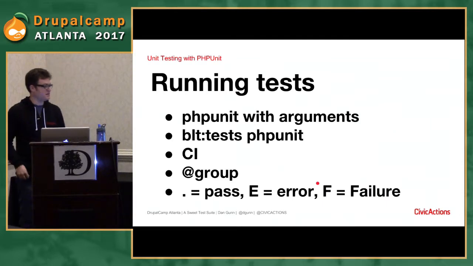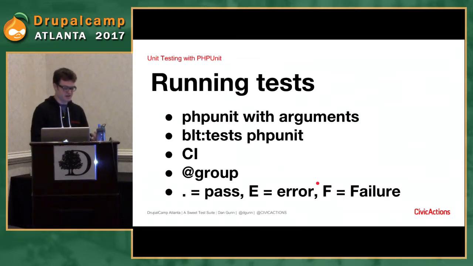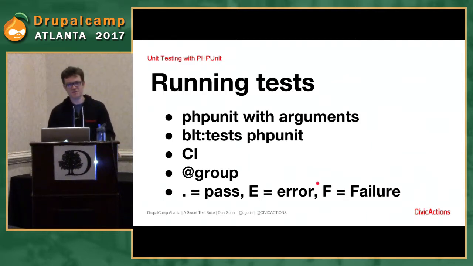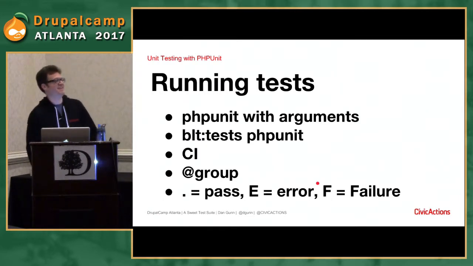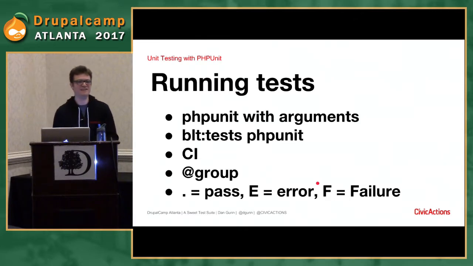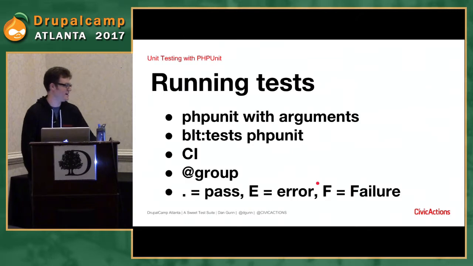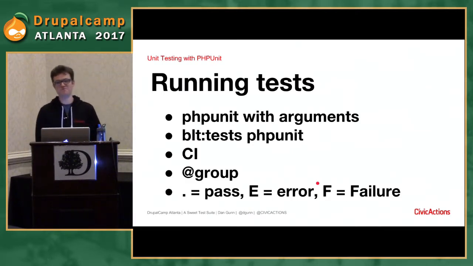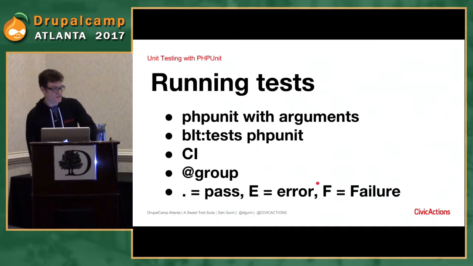And then running the tests themselves, basically just run PHPUnit on the command line. It's probably in your vendor bin, phpunit. You can add arguments to that. If you use BLT, it's got a cool little command where you can just run it from there. I'm sure there are other scripting languages too, like Ahoy, that make it easy to run PHP. You can have your robot run it with continuous integration, probably a good idea.